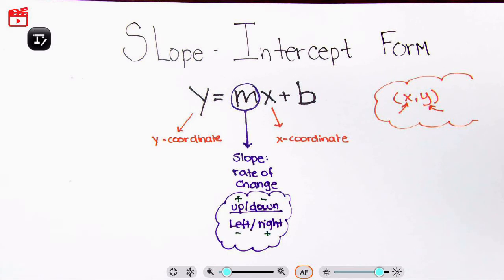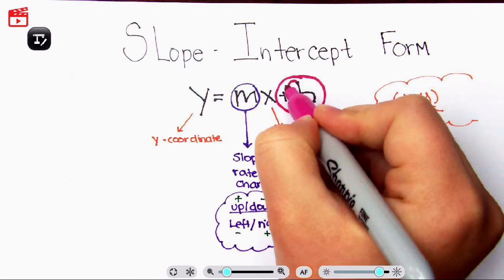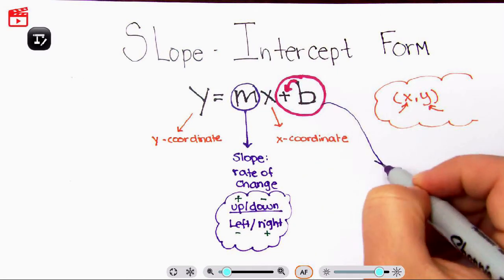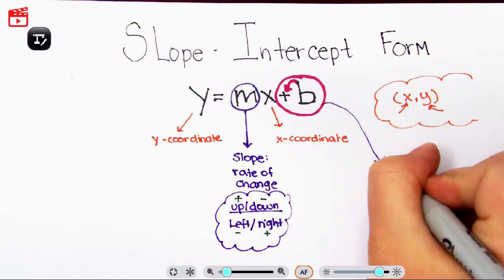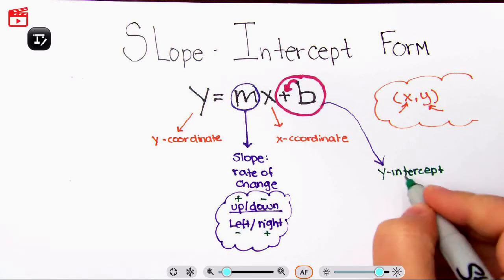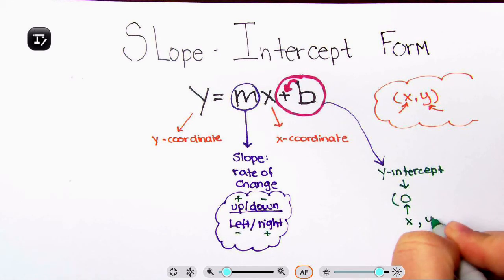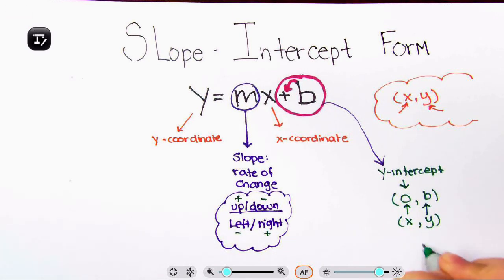And then our other most important is your b. Now b, when you take b, you always have to take it with the symbol. b is your y-intercept. So that means that we have 0 for x and y is your b number. And that's going to be your point on the y-axis.